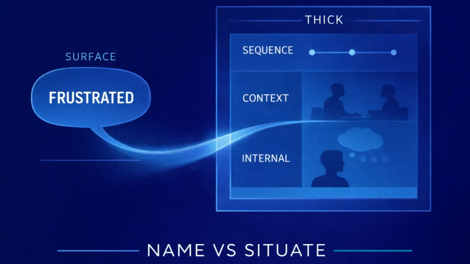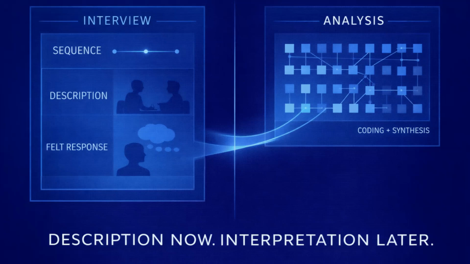This illustrates the difference between surface description and thick description. Surface description names a feeling. Thick description situates that feeling in sequence, context, and internal dialogue. Interview questions are not where analysis happens. During the interview, you are inviting description, sequence, and felt response. Cross-case interpretation happens later during coding and synthesis.